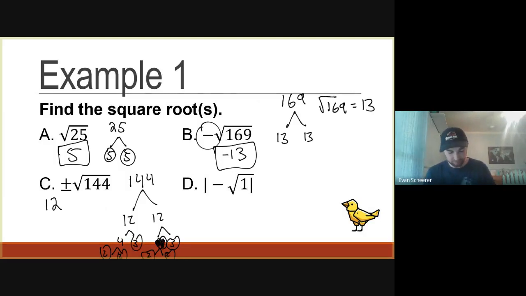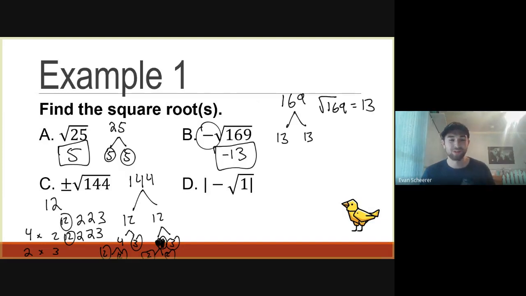2, 2, 3, 2, 2, 3. So you want to find things that match. Well, look, there's 4 2s, and there's 2 3s. So you can match up a 2, a 2, a 3, and a 2, a 2, and a 3. Well, 3 times 2 is 6, times 2 is 12, and 12. So that's how you get your answers of 12.